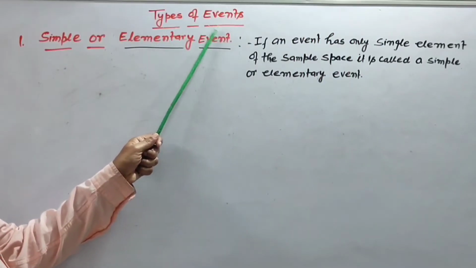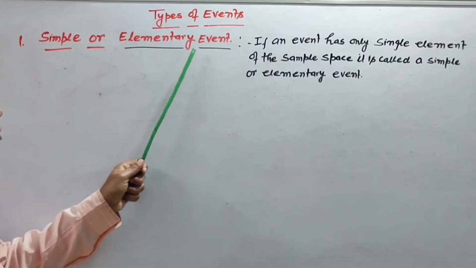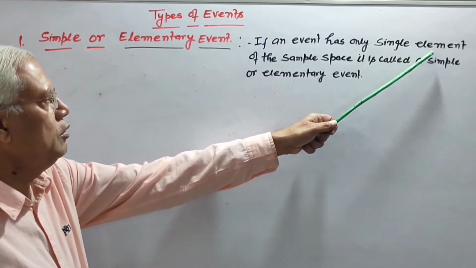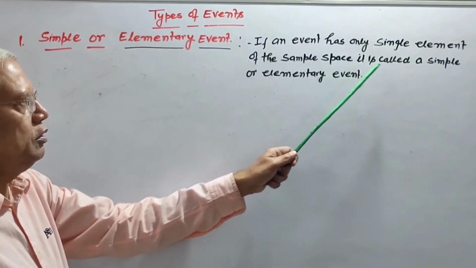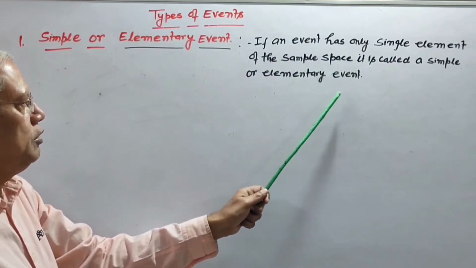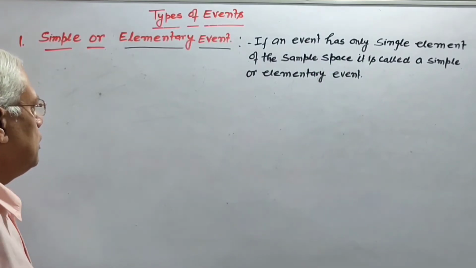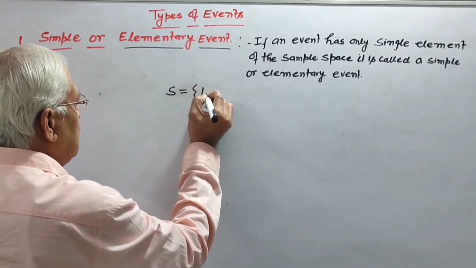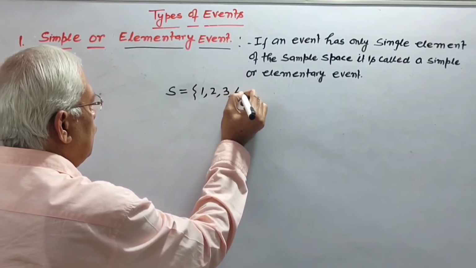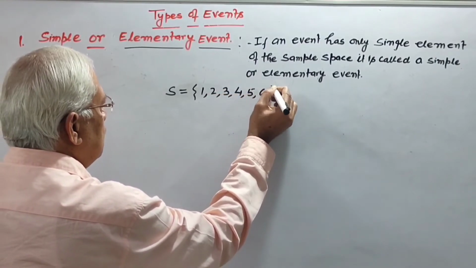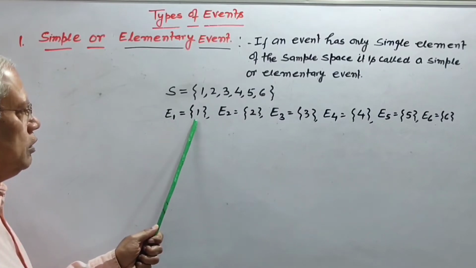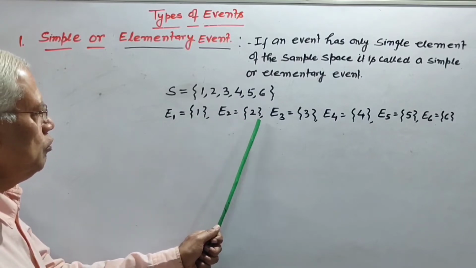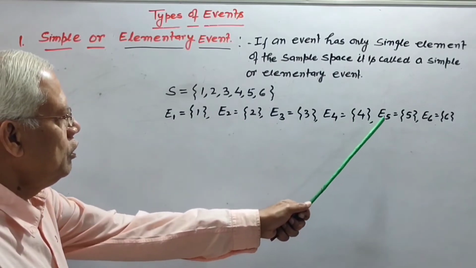Next is types of events. First is simple or elementary event. If an event has only single element of the sample space, it is called a simple or elementary event. Let us take an example of throwing a die. What will be the sample space? 1, 2, 3, 4, 5, 6. Then events having a single element of this sample space, that is E1 equal to 1, E2 having 2, E3 3, E4 4, E5 5.